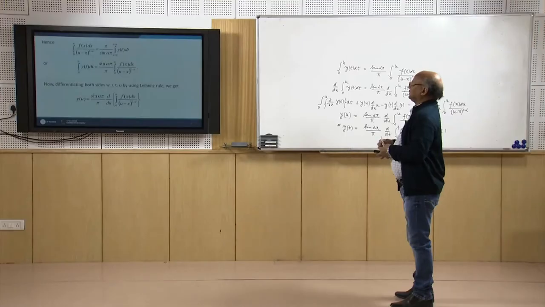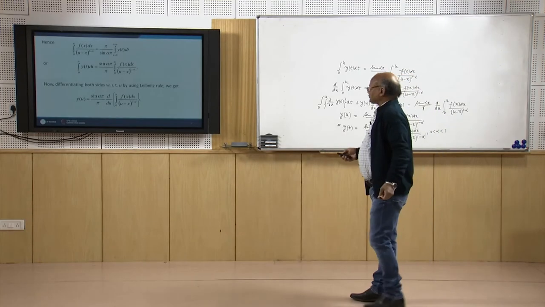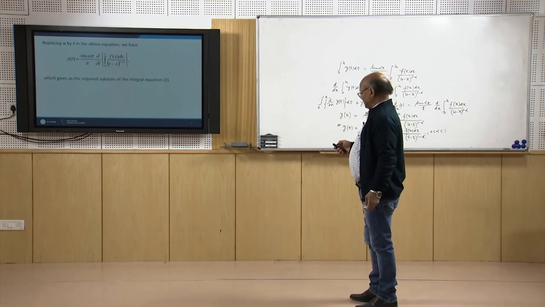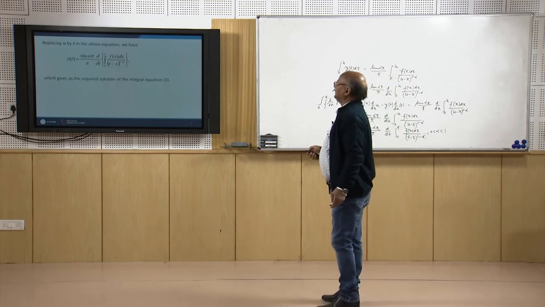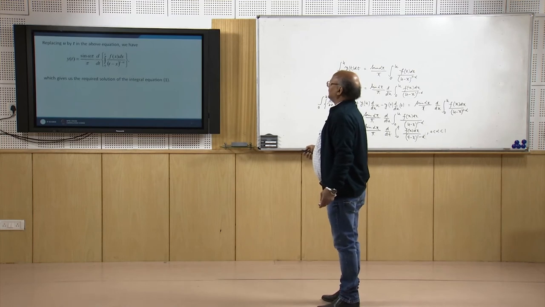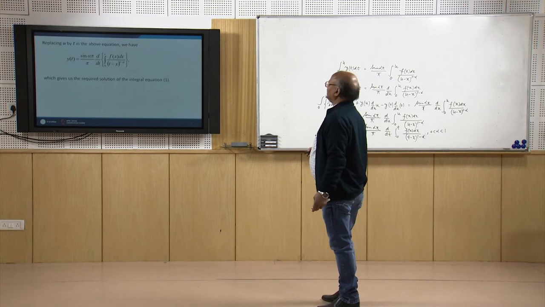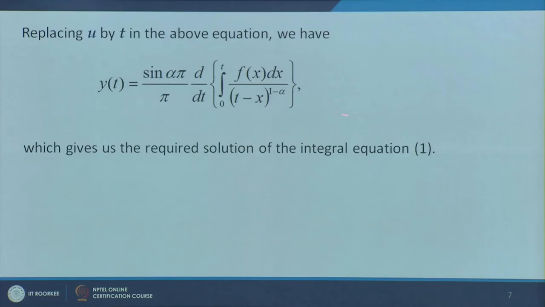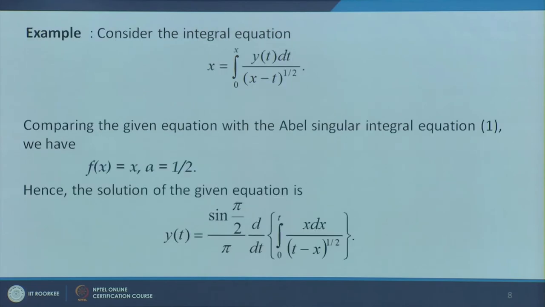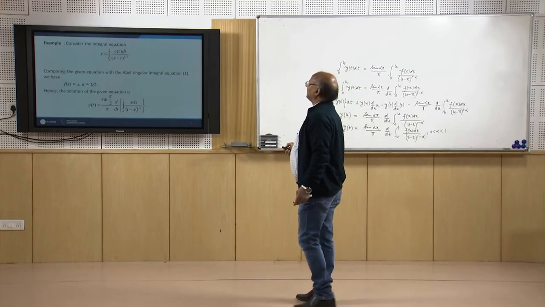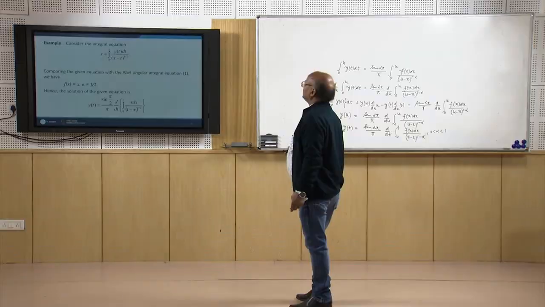So this is how we get the solution of the Abel integral equation. The unknown function y t is given by sin alpha pi over pi d over dt integral 0 to t f x dx over t minus x to the power 1 minus alpha. Now, let us look at an example on this Abel's integral equation.